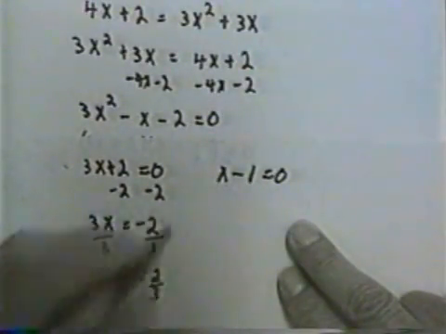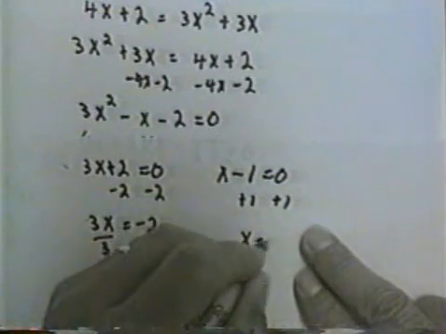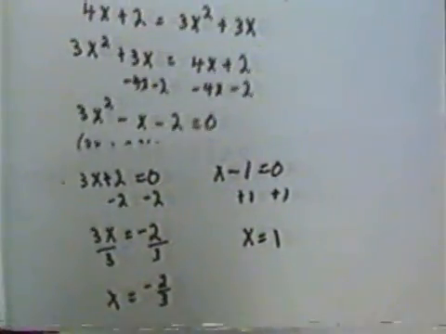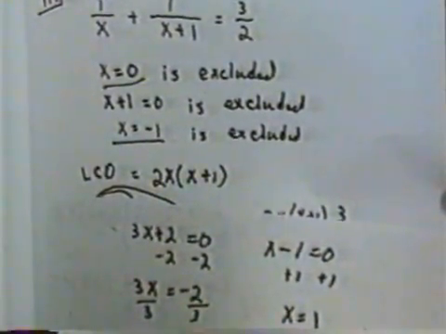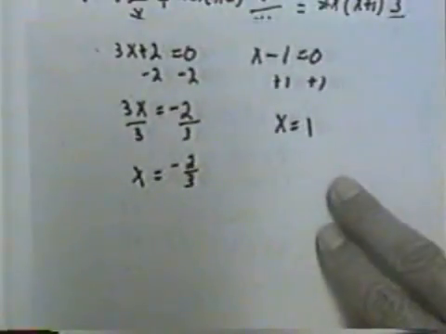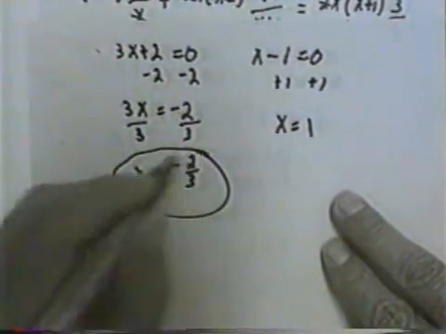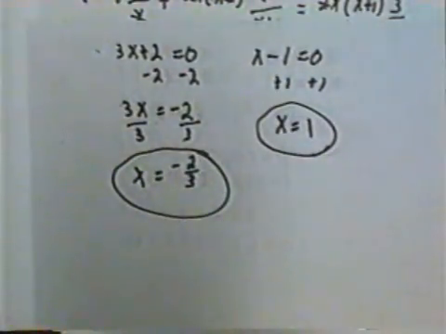If x minus 1 is 0, then I need to add 1 to both sides to get x is 1. Now I'll go back and look at my excluded values. My excluded values are 0 and negative 1. So since 0 and negative 1 are excluded, negative 2/3 and 1 are okay. So I have two answers. X is negative 2/3, x is 1.